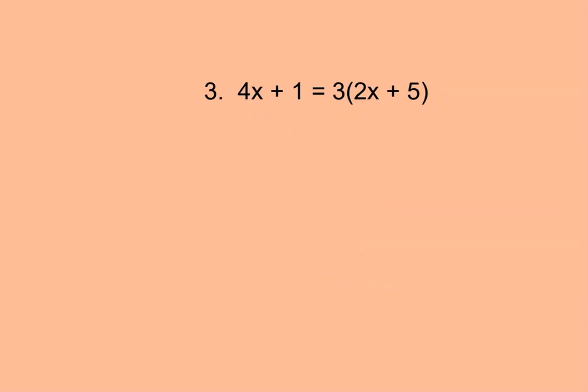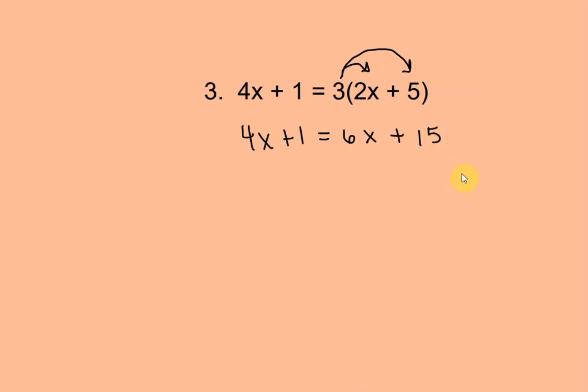Okay, this equation only has one set of parentheses. Let's get rid of it by using the distributive property. So this 4x plus 1 is just going to stay 4x plus 1 for right now. And on the right side, I distribute the 3. 3 times 2x is 6x. And 3 times 5 is 15.